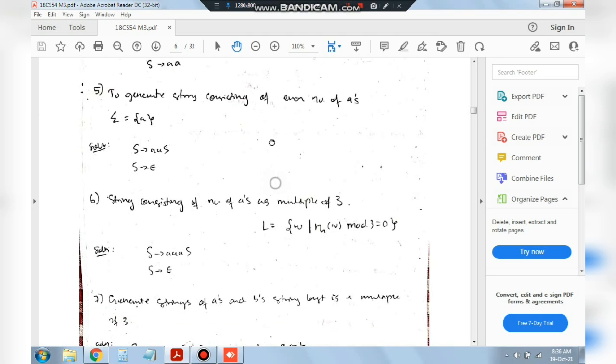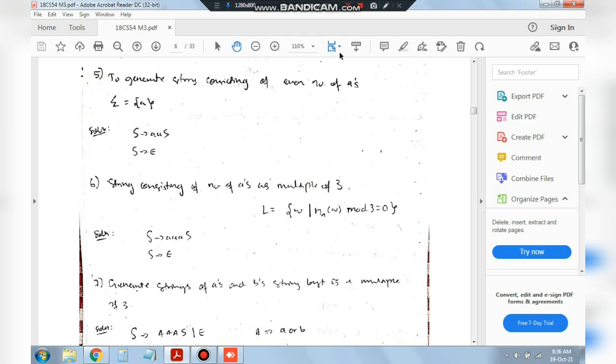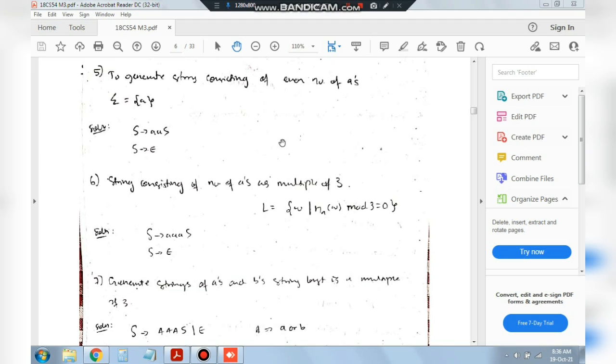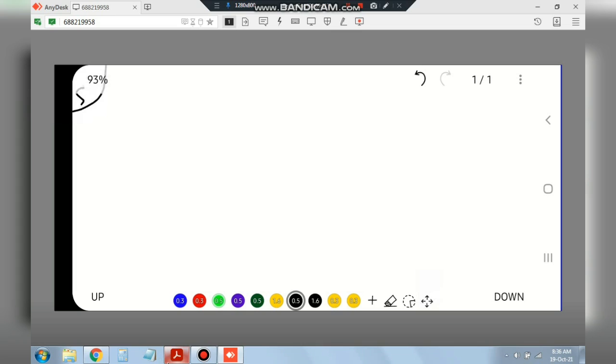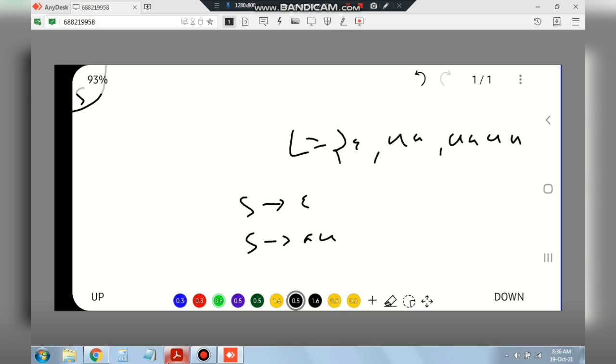Let's move on to the next one, which is to generate a string consisting of an even number of A's. Even number of A's, what will be the language? The language for an even number of A's will be either epsilon or AA or AAAA, like that, an even number of A's. Okay. So S goes to epsilon will be the first string, then S goes to AA, then S.